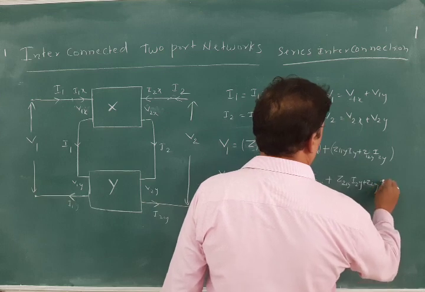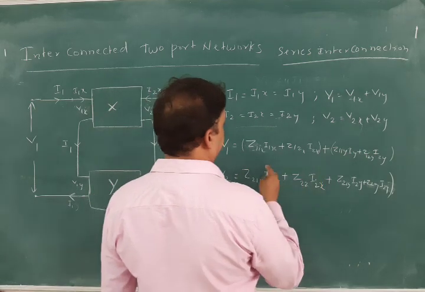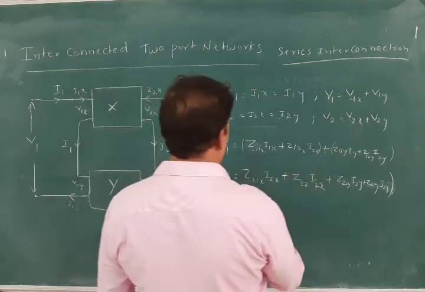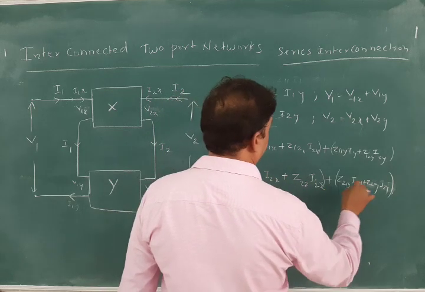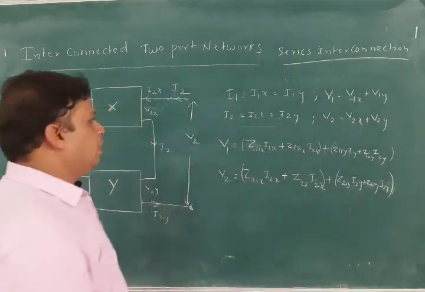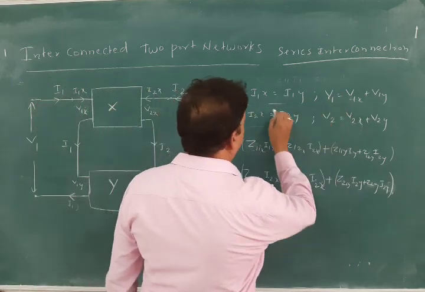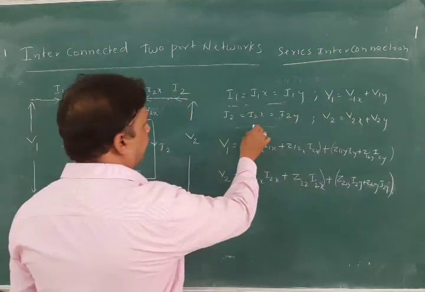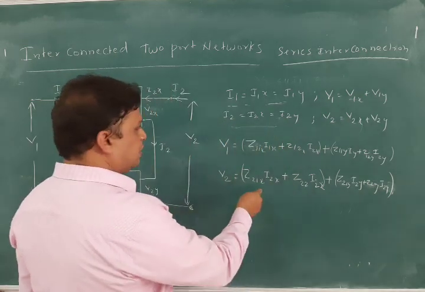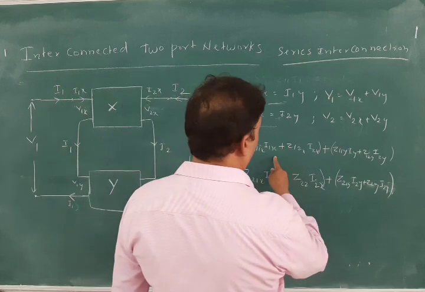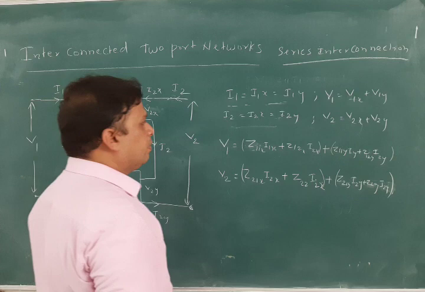If you write this equation, V1 and V2 in terms of V1 of x plus V1 of y, and V2 in terms of V2x plus V2y, we will get these equations. Now, by using the current rule here, the current is in series and it is the same here, and in the second network also, I2 is equal to I2x is equal to I2y. Now we will see the common terms here and we will try to replace them by I1.